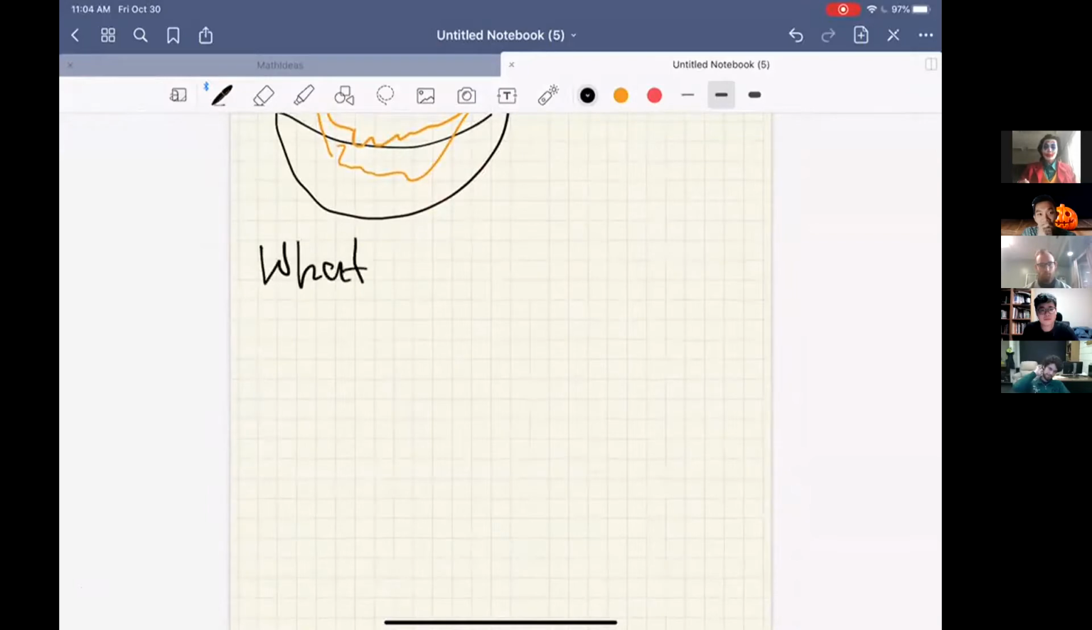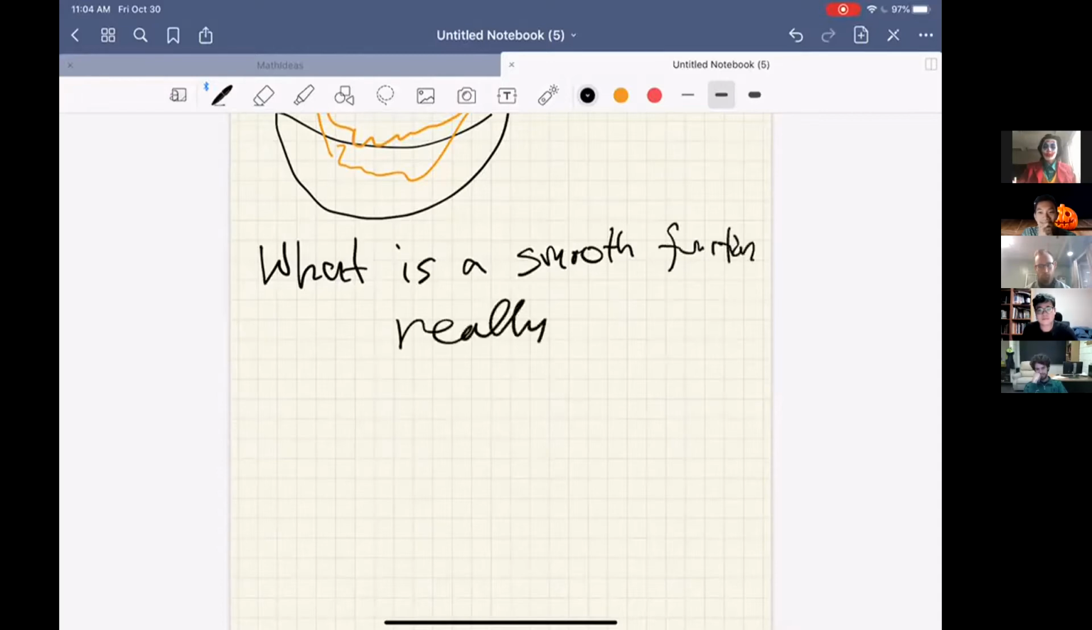It's what is a smooth function? So remember, from analysis, we learned what it means for a function to be smooth at a point. It means at that point, it has infinitely many derivatives. And that's an analytic condition, right?